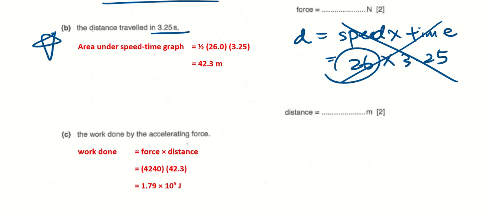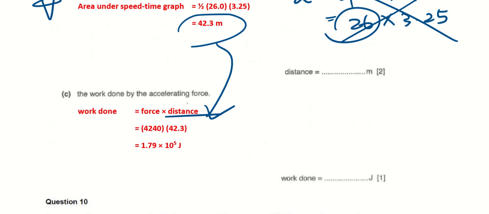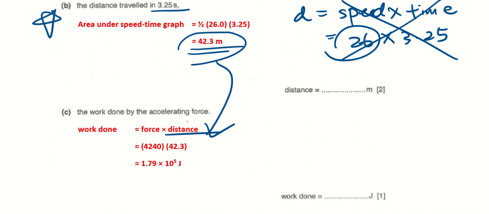The work done by the accelerating force, then you need to use the distance. So even though your distance calculation may be wrong up there, they will still give you 1 mark, error carried forward. Okay, so check. Let's say Yuki didn't get this correct because she always got it wrong. Then she continued down here with her wrong answer. She will still get 1 mark error carried forward.